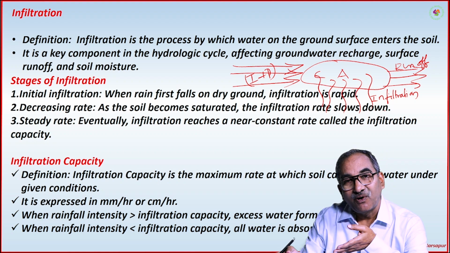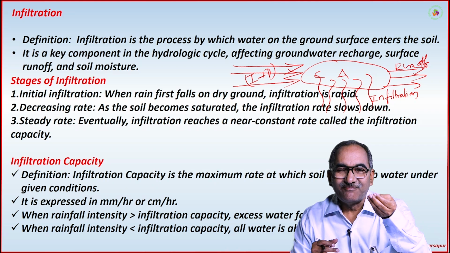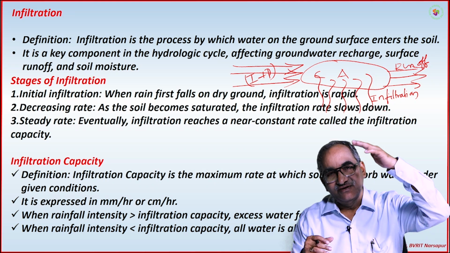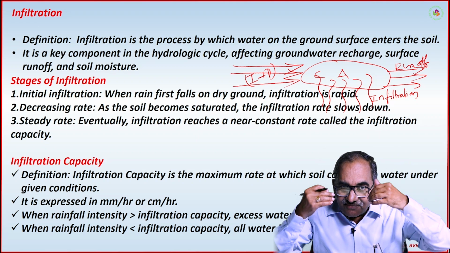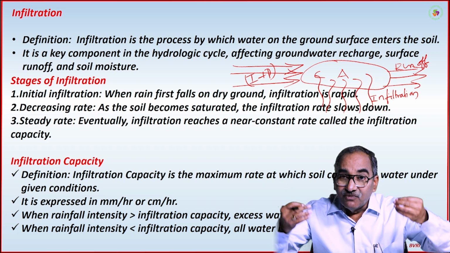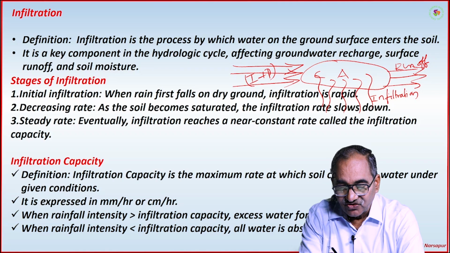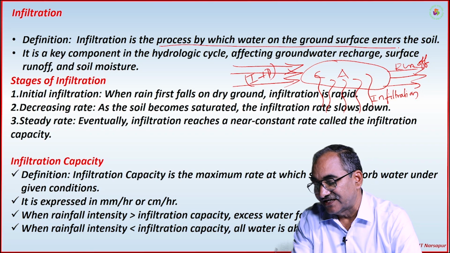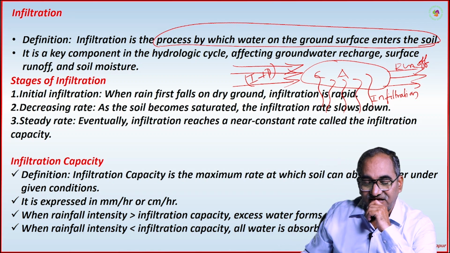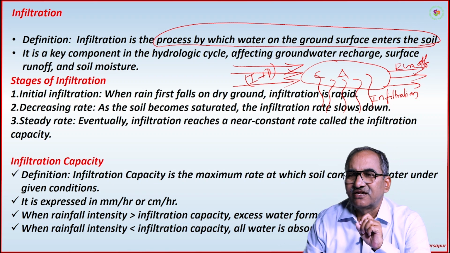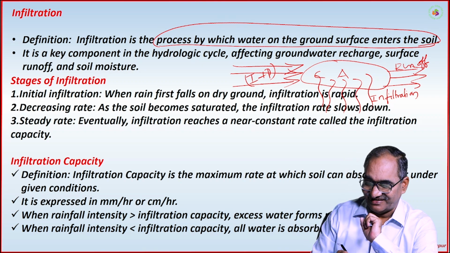What I left apart from this: evaporation I have left, evapotranspiration I have left, some depression storage I have left. They are all moving up, basically evaporating. Whereas infiltrating means moving into the earth's surface, that is what we call infiltration. So it is the process by which water enters the ground surface, and it is definitely one of the most important components of the hydrologic cycle.